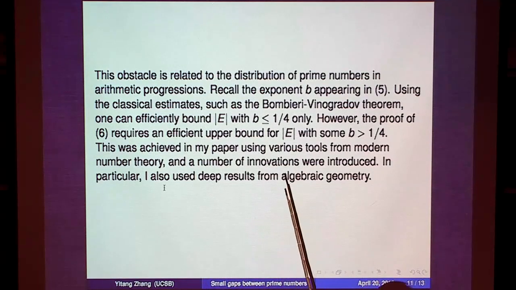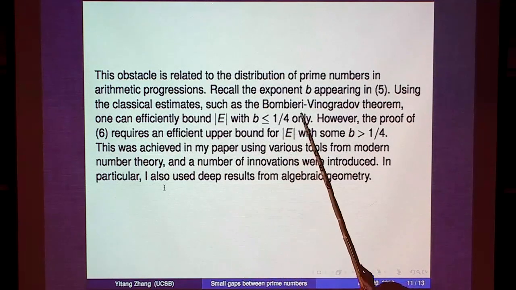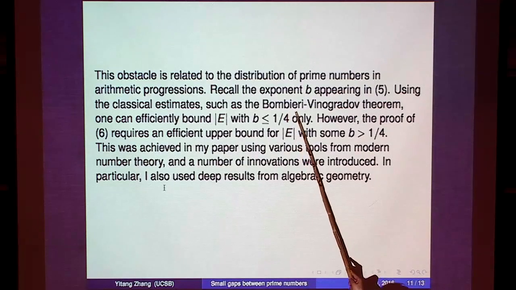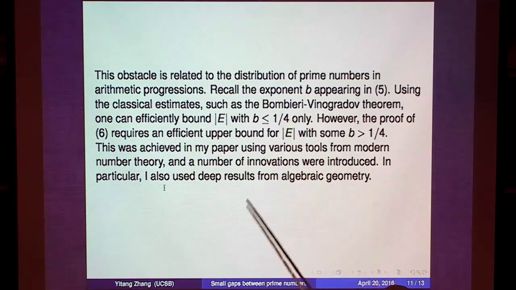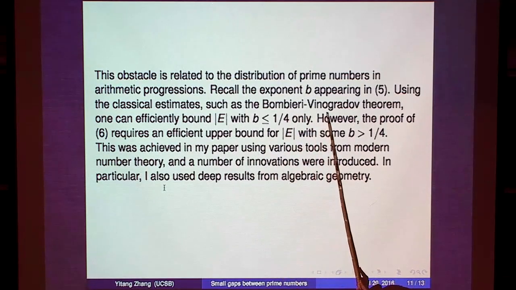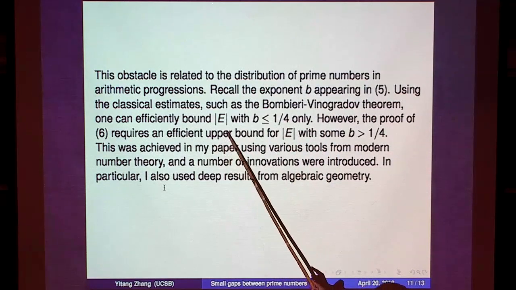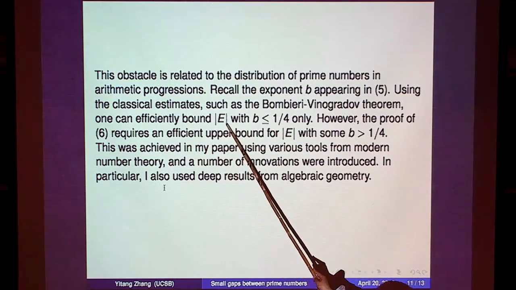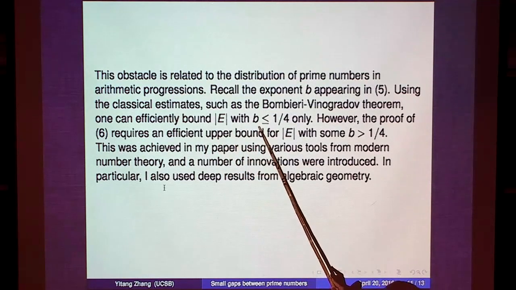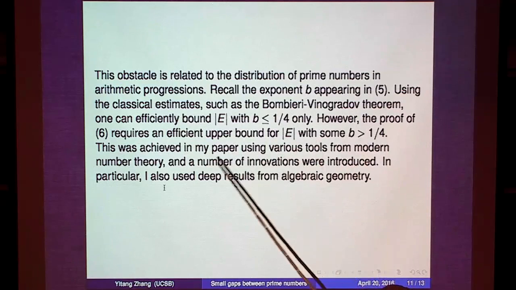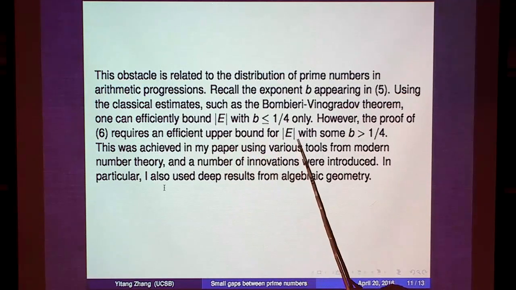That was regarded as the best result. It's almost equivalent to the Riemann hypothesis. And also Bombieri obtained the Fields Prize, not a Nobel Prize, because of his contribution in this way. But even such a strong result applied, they can only give an efficient boundary for the error term E. It required that B should be less than 1/4. However, the proof of 6 requires an efficient upper bound for E with some B greater than 1/4.